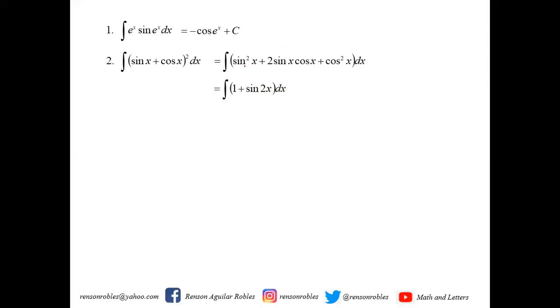Then integrating, you know that the integral of 1 dx is x, and the integral of this is 1/2. The integral of sine is negative cosine, then you just simply copy 2x. And we shall now have x minus 1/2 cosine of 2x plus c.